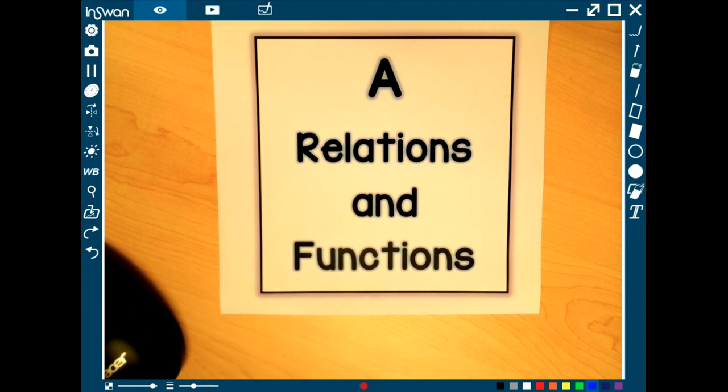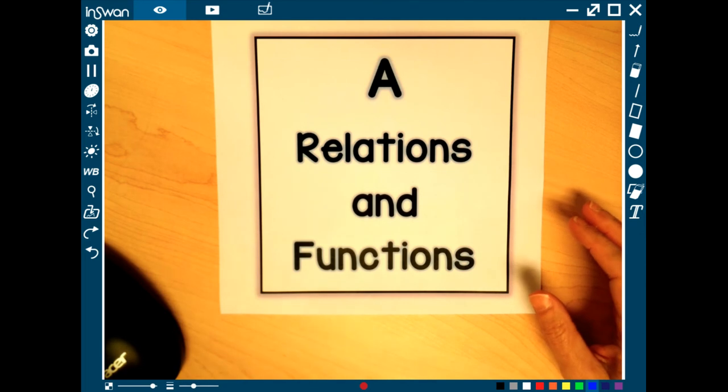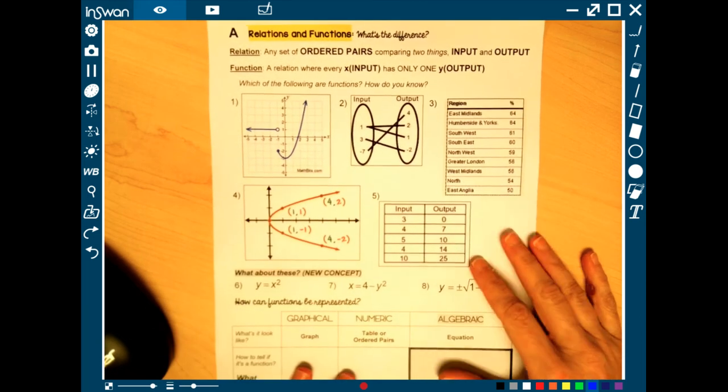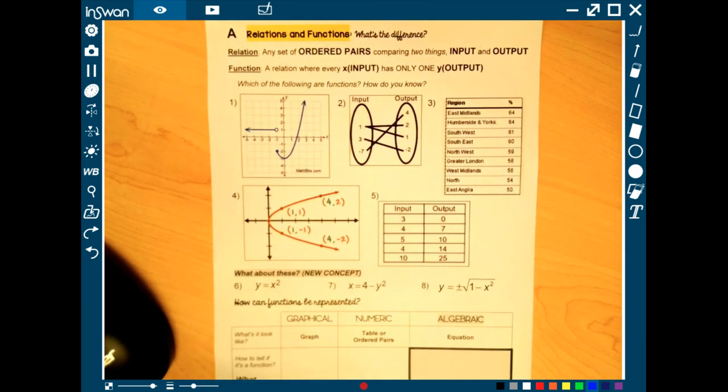So we're going to talk a little bit about relations and functions, what the difference is, and how we can tell depending on what representation we are dealing with. So let's take a look at some information here. This is a definition of relation. It is any set of ordered pairs comparing two things, and you've got an input and an output.